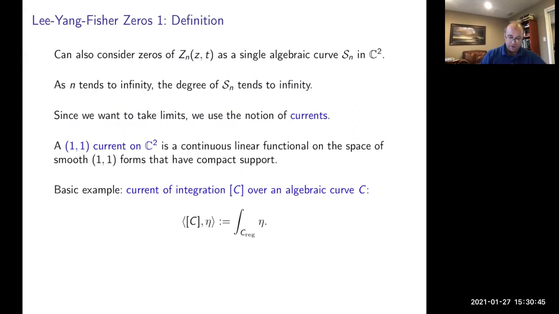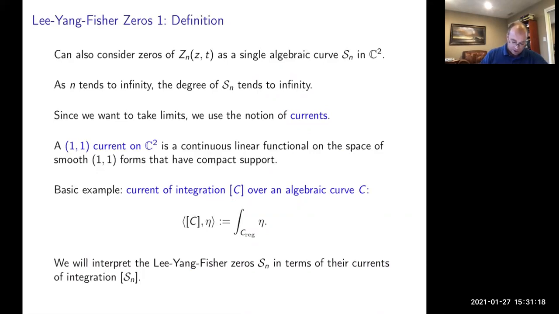And so one of the favorite examples is the current of integration over an algebraic curve C. You denote it by C with square brackets around it. It eats a test form eta by just integrating eta over the smooth part of C. This gives you, associated to each test form, a complex number. So this is your basic example of a current.